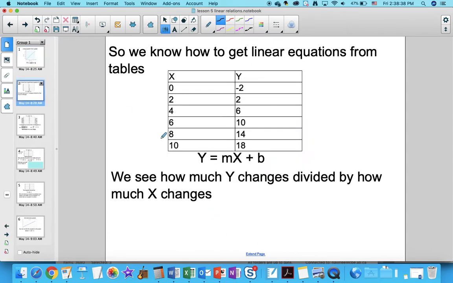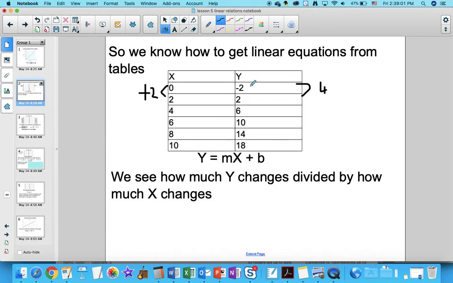So, just a quick review. We know how to get a linear equation from tables, right? We see how much the y changes and divide it by how much the x changes, right? That gives us the slope. So in this table, we see that as x goes up, it's going up by 2. Y is going up by 4.